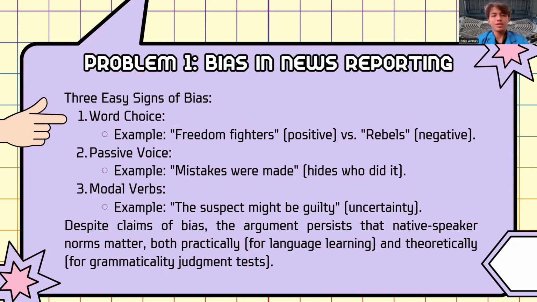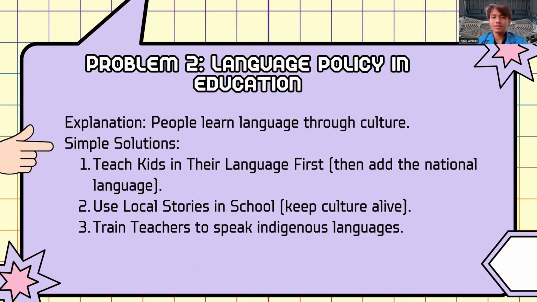So in real life, there are these three kinds of examples. When we read news on a website or maybe social media, we need to be aware of this trick. So applied linguistics could help us to notice these signs, so we don't get manipulated by bias in news reporting. That's problem one. So let's head to problem number two.